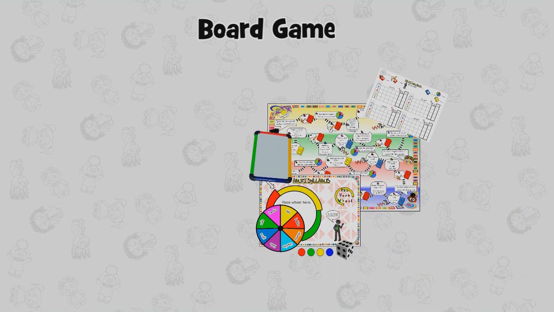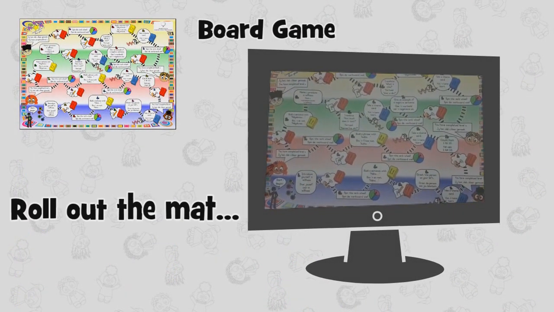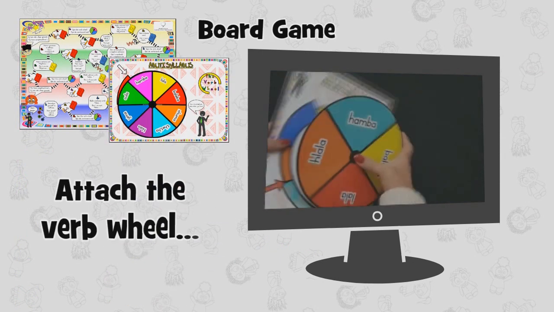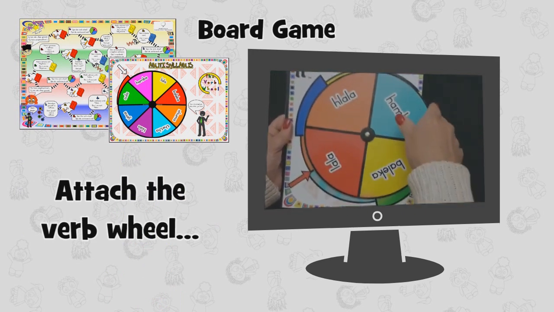Let's quickly take a look at the board game. First, you roll out the game mat. Then, attach the verb wheel onto the background. It needs to be nice and loose in order to spin easily.